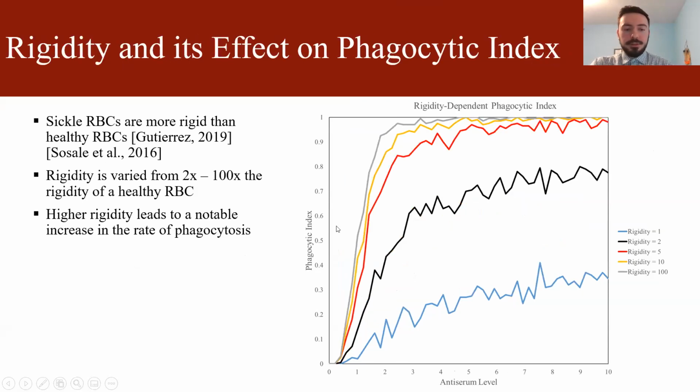Then sickle cells are far more rigid than healthy red blood cells. And this is because their structure changes due to a lack of oxygen. So they kind of collapse and form a crescent sickle shape. So their rigidity can be between 2 times to 100 times as much as that of a healthy red blood cell. So once again, as we can see from these curves, higher rigidity leads to a higher rate of phagocytosis, with the higher levels of about 5 times to 100 times more rigid having a 100% phagocytosis rate.